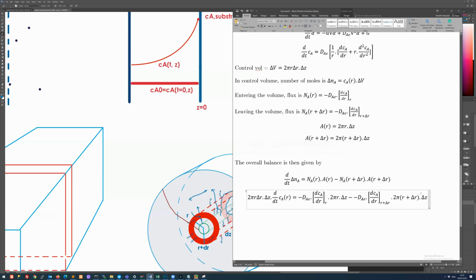And if you look at this balance, you've got common terms everywhere. You've got 2 pi and delta Z here, here, and here, so that can all cancel. You have R here, but you have a different R here. This is R plus delta R. So anyway, let's just do that first cancellation. Let's do this the long way around. So 2 pi and the delta Z can cancel.